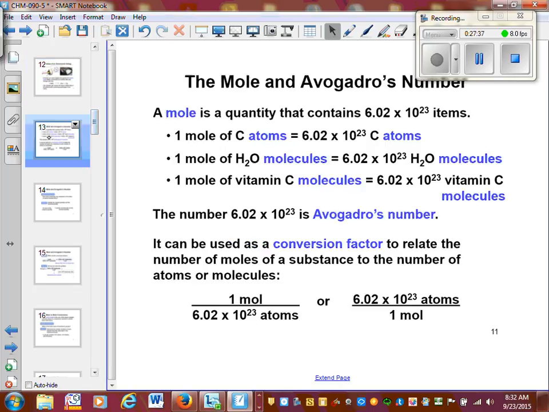We're going to introduce a new term, the mole. Avogadro's number. A mole is not a furry little animal in chemistry. A mole is a quantity that contains 6.02 times 10 to the 23rd items. It is a counting unit. No more, no less. If I said, bring me a dozen eggs, how many eggs are you going to bring me? 12. A dozen oranges, you're going to bring me 12. So a dozen means 12. A mole means 6.02 times 10 to the 23rd.